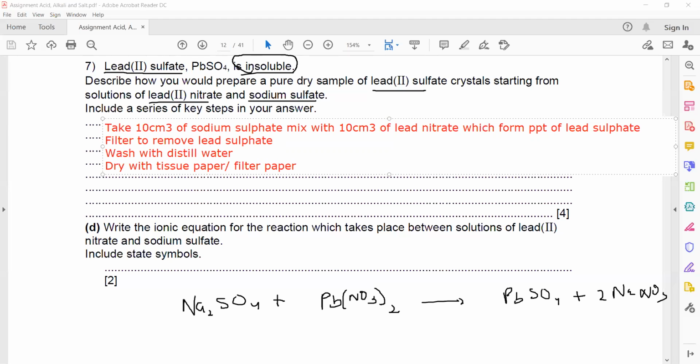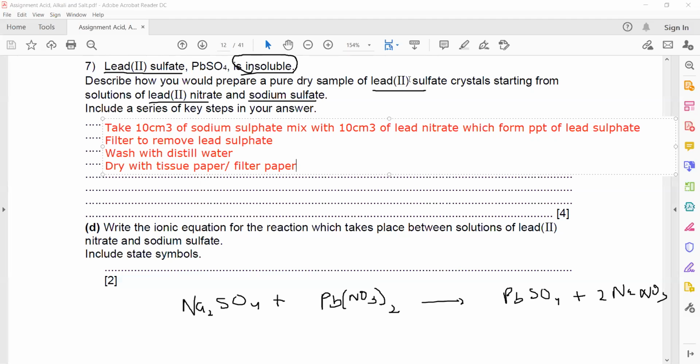So you can see a similar question. The only thing that is different, the first line, is the ratio of the volume. It's always according to the equation. What is the ratio of the reactant molecules? That will be the ratio of the volume.